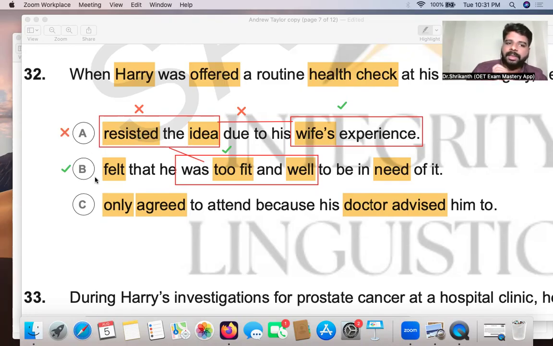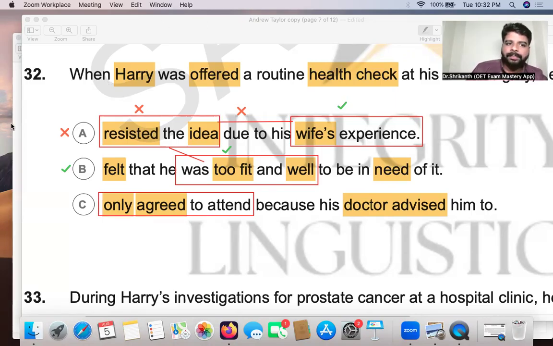Now, what is answer option C telling us? C is telling us because of his doctor's advice. The doctor is coming after a long time, that is during the consultation only. That is coming very late. And not only that, what is the verb over here? The verb is only agreed to attend. That is, the only reason he agreed to attend the health checkup was because of his doctor's advice. That is not the case.